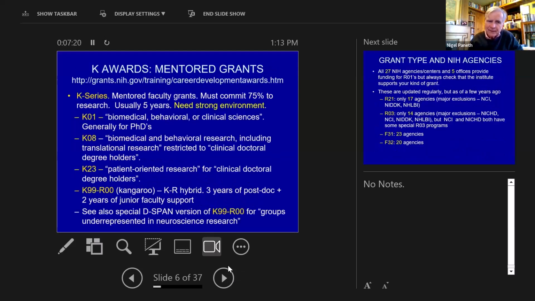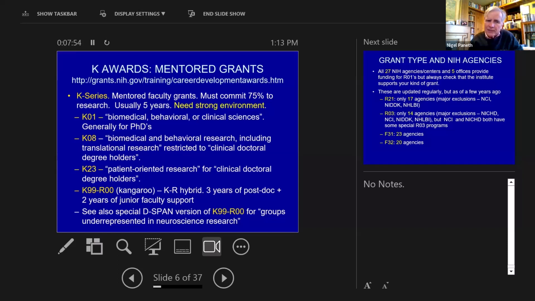Next page. And then there are the K awards. Probably many of you are familiar with these. These are mentored awards. They're not quite like an F award, which is just yourself. The K award is usually for junior faculty, with one exception. As you start your work, you decide to work with one or more faculty mentors who help you develop your research program. You must commit 75% to research. This makes it hard for some people on clinical lines to participate in K series.